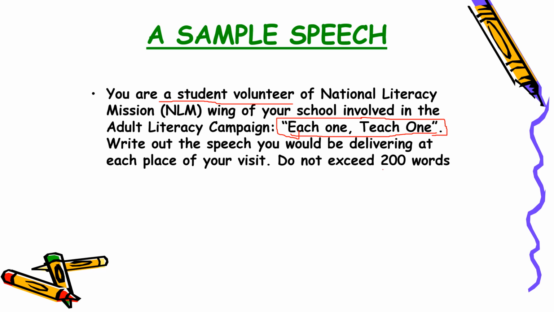Then remember what is given. Write out the speech you want to be delivering at each place of your visit. Now, since it is a national literacy mission campaign, there will be different places. So the places have not been given. And ultimately, what is given? It is told that remember your word limit, that is 200 words. So these are the things that you will take out from the question of the speech.